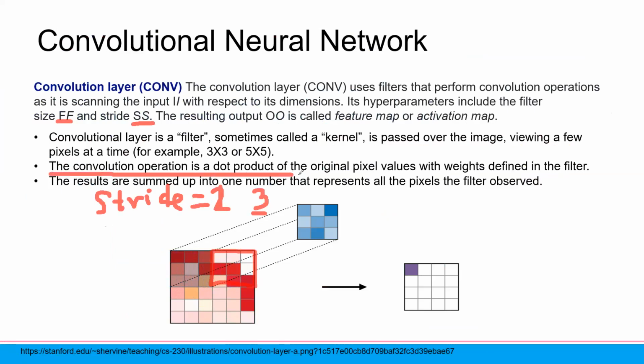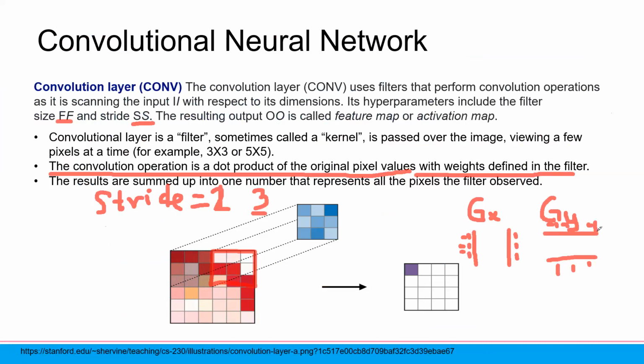The convolution operation is a dot product of the original pixel values with the weights defined in the filter. If you look at the preview, the Gx and the Gy. If it is Gx, you make the dot product with x. The right one is using 1, 1, 1. The left one is using -1, -1, -1. If it is y, the bottom one uses 1, 1, 1, and the upper part uses -1, -1, -1. That's the very basic weight in the kernel based on the preview.